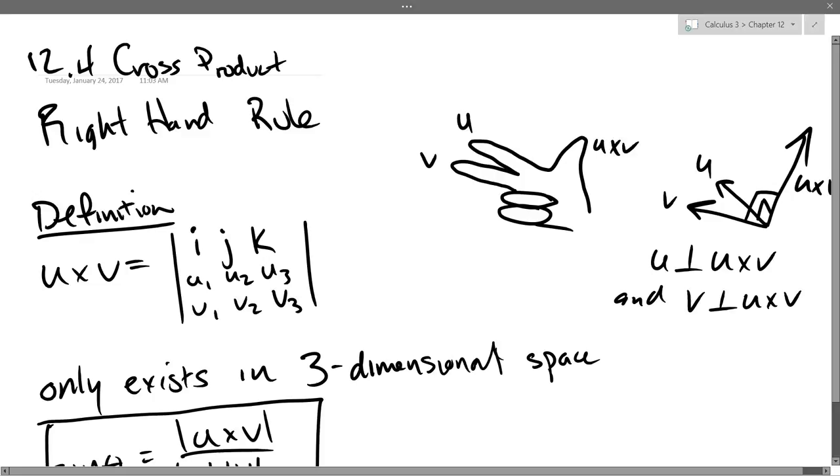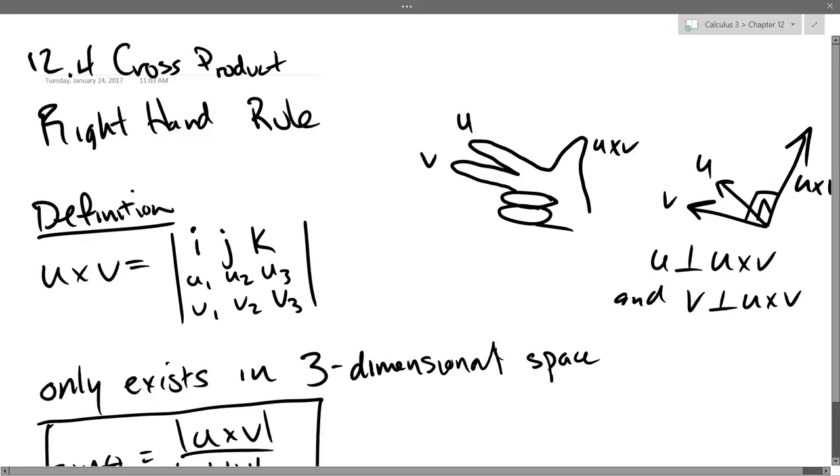So the best way to think about u and v is spanning a plane. So as long as they're not parallel, they would span a plane. The problem with them being parallel is there could be infinite planes that they live inside of. So if they're not parallel, then you just think of laying a piece of paper on top of your two fingers. And that would be the plane they span. And then your normal is going to go straight up out of the plane.